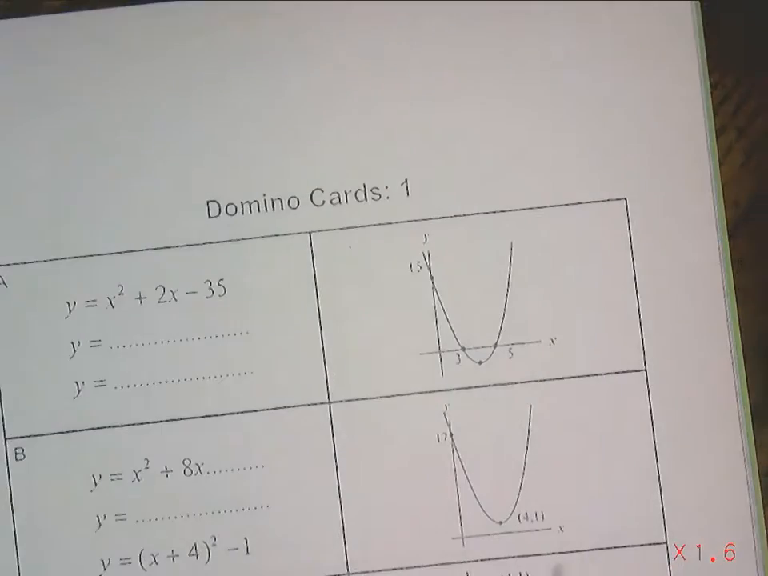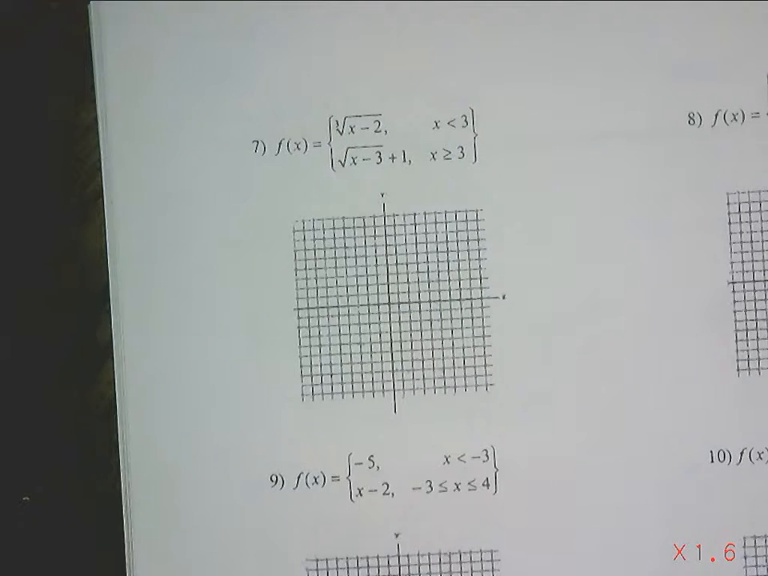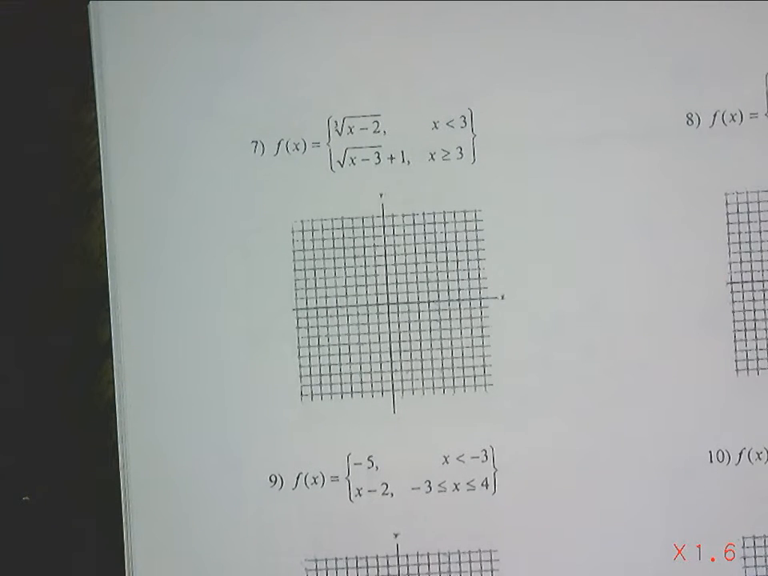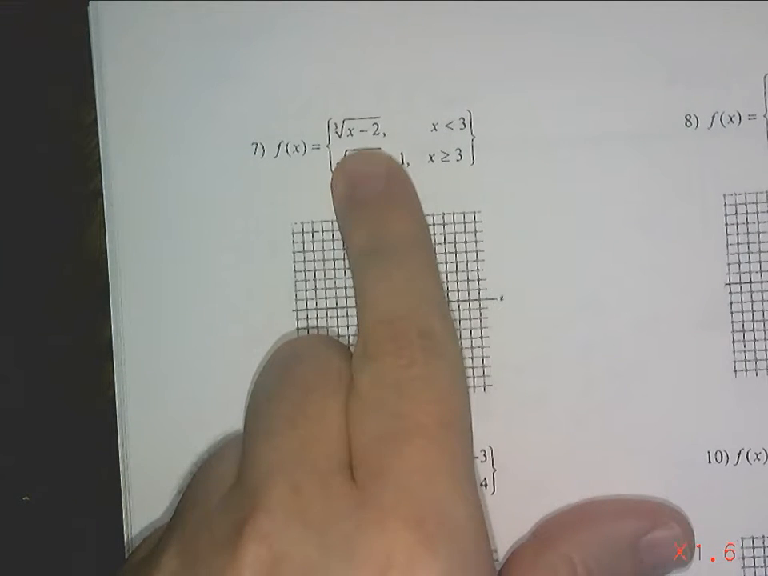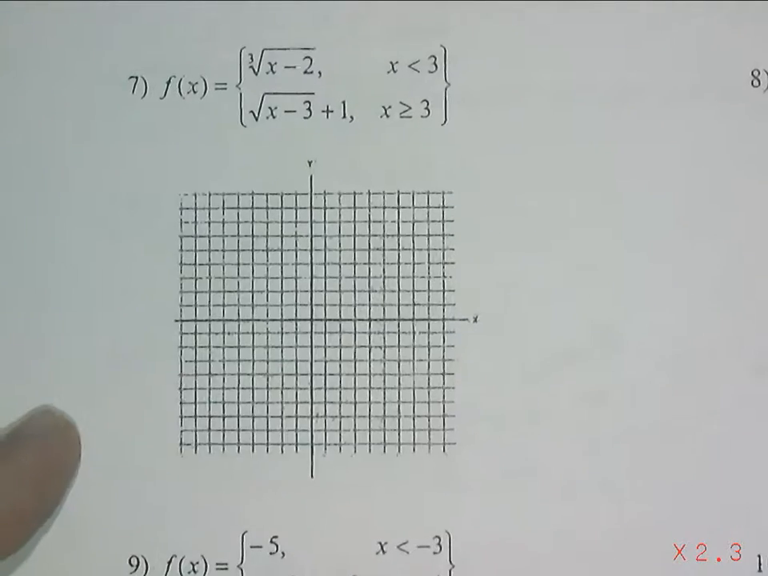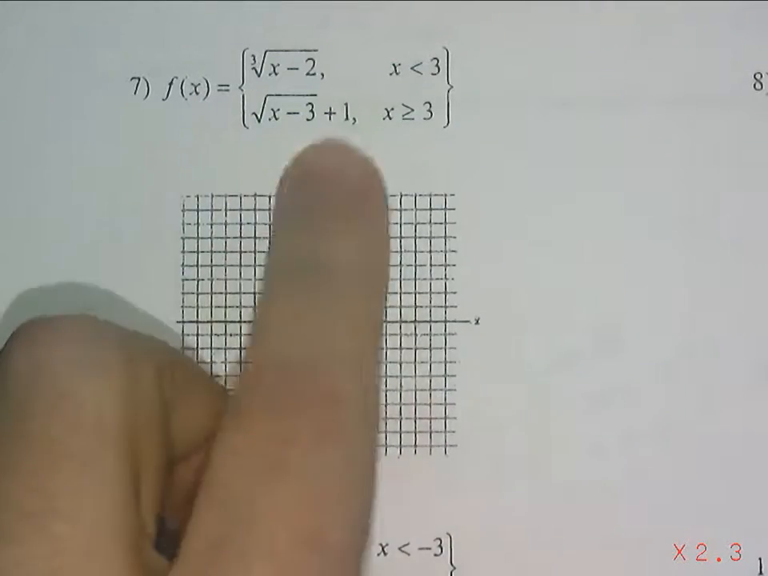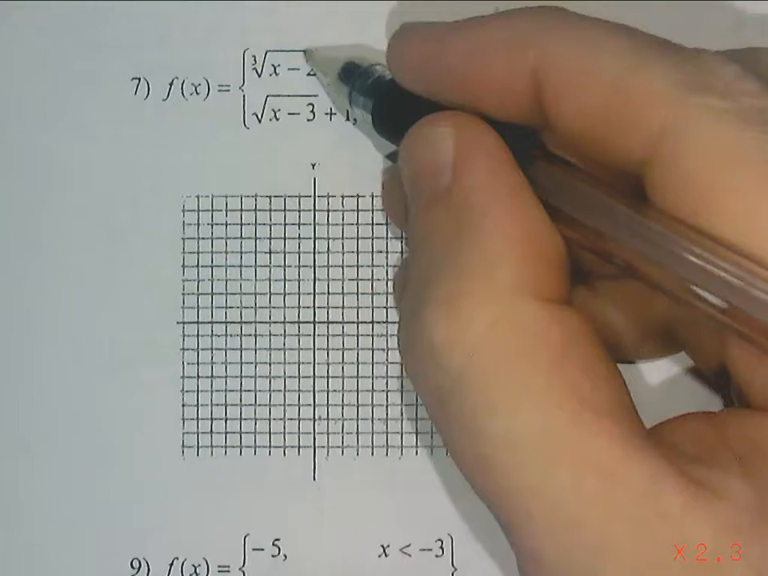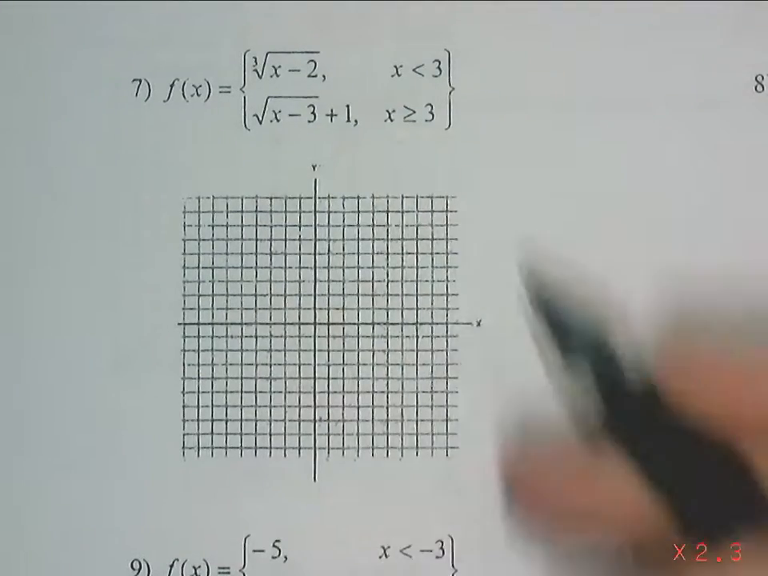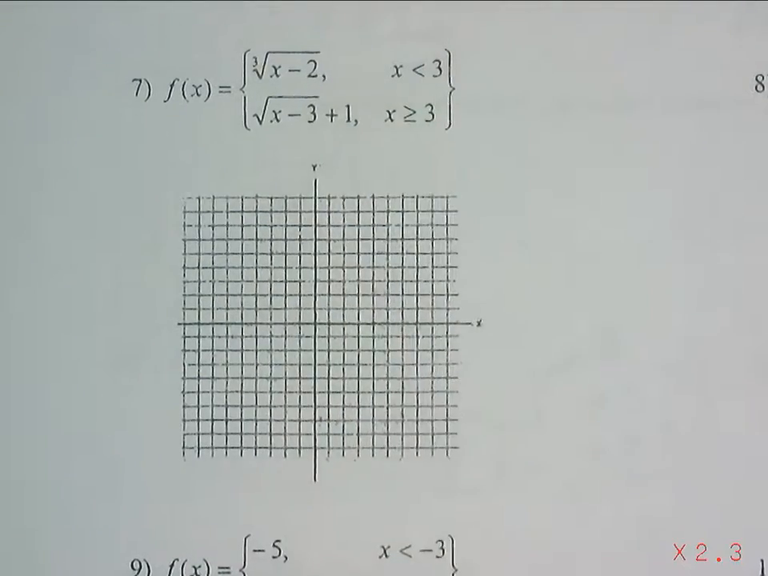Let's look at an example of some of these problems. Let's look at number 7. Let me zoom in here a little bit. I have a cube root of x minus 2, and I have a square root of x minus 3 plus 1. So again, that's a horizontal transformation to the right 2 spots. This one's going to the right 3 spots and up 1.